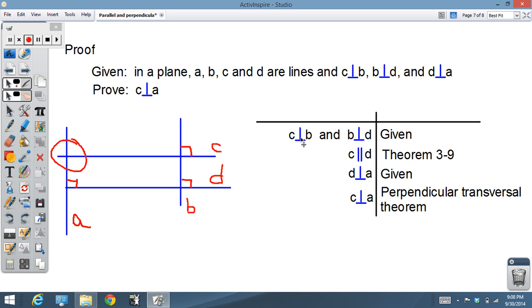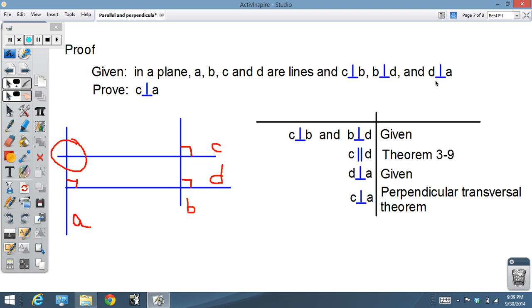Right? C is perpendicular to B and B to D, that's given. So these two marks here and here are given to us. Therefore, by theorem 3.9, C and D have to be parallel. Not something readily obvious, but they've got to be parallel, because theorem 3.9 told us that if two lines are perpendicular to the same line, they must be parallel to one another. Both of these are perpendicular to B, so they must be parallel to one another.